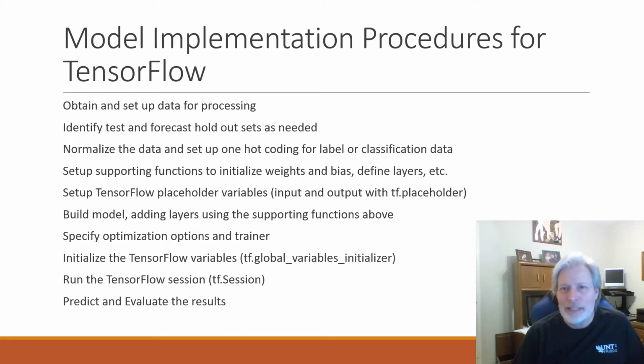The next step is to set up some supporting functions that we can call to facilitate initializing our bias and weights, defining layers, and so on. From a modeling standpoint, we'll then set up some variable placeholders, build our model using the functions we just talked about, specify some optimization options, and then run our TensorFlow session to compile and fit our model. Finally, we'll do some prediction and evaluation of the results.